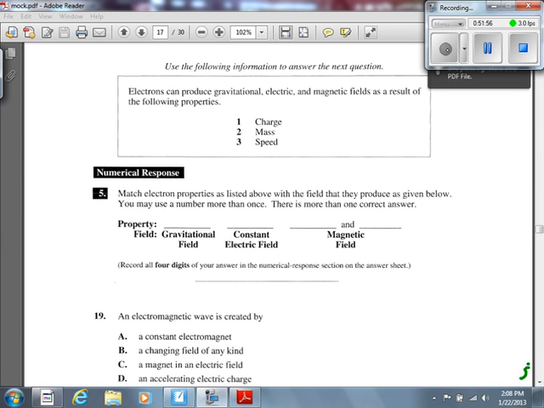Next question, number 5, numeric response number 5. The electrons can produce gravitational, electric, and magnetic fields as a result of the following properties. Match the electron properties as listed above with the field that they produce as given below. You may use a number more than once. There is more than one correct answer.